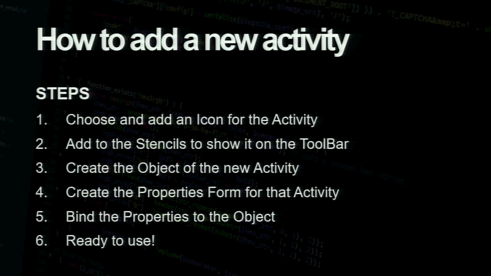In a very few steps, we can create a new activity. The idea of these presentations also is that it serves as a tutorial for people who want to start adding new features to the tool. So basically, the steps are: choose and add an icon for the activity, add it to the stencils to show in the toolbars, in the containers, create the object of the new activity, create the properties for that activity, and bind the properties to the object. When you do all that, it's ready to go and you have the new application.